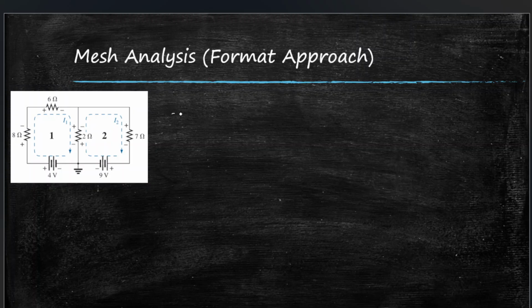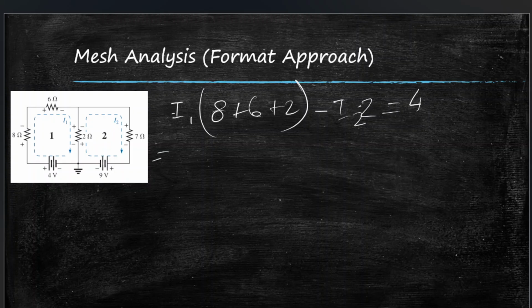So again, let's start with loop current 1. Step 1 and step 2 are done here. So I1, we'll add them up: 8 plus 6 plus 2, and then minus I2 and 2, equal to, there's only one voltage source which will be positive, so plus 4. Let's simplify this: 16 I1 minus 2 I2 is equal to 4. That's equation 1.